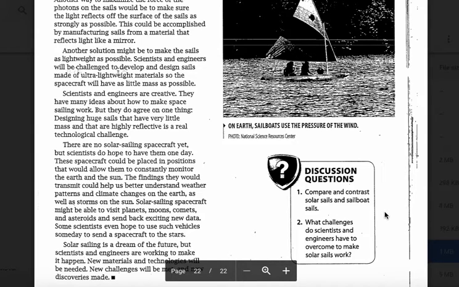Solar sailing is a dream of the future, but scientists and engineers are working to make it happen. New materials and technologies will be needed, new challenges will be met, and new discoveries made.